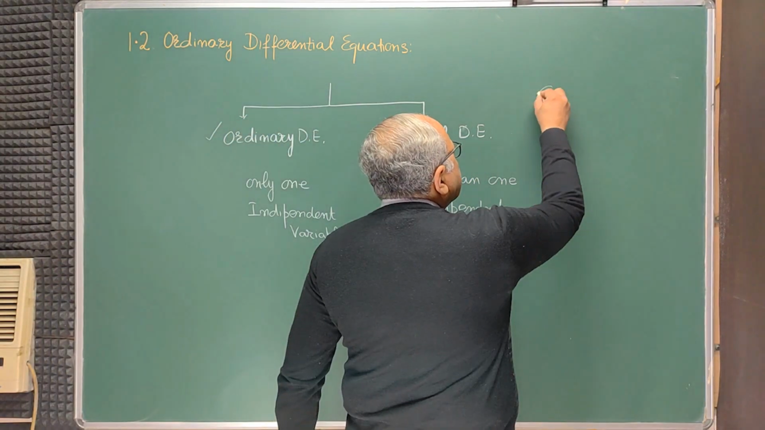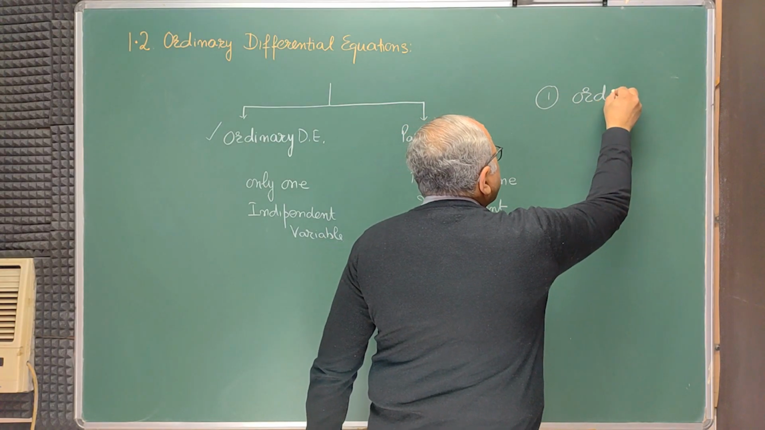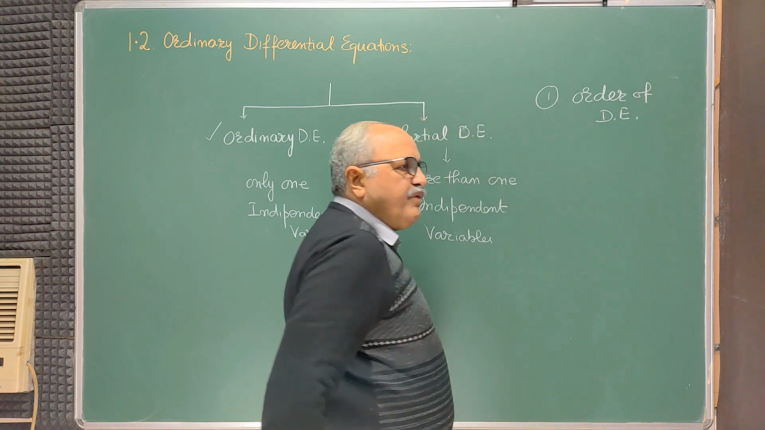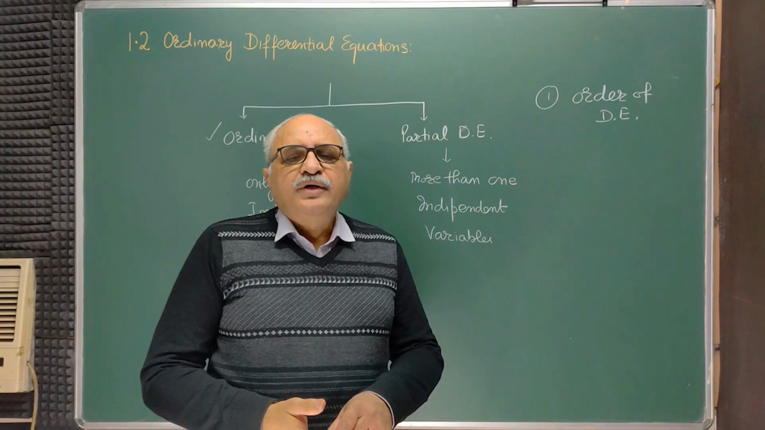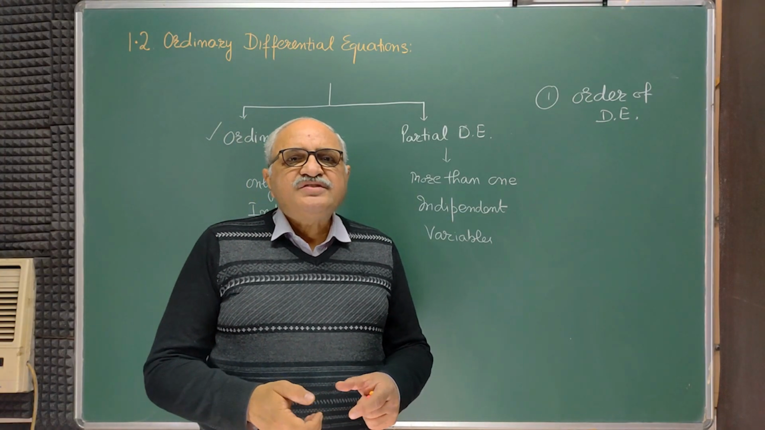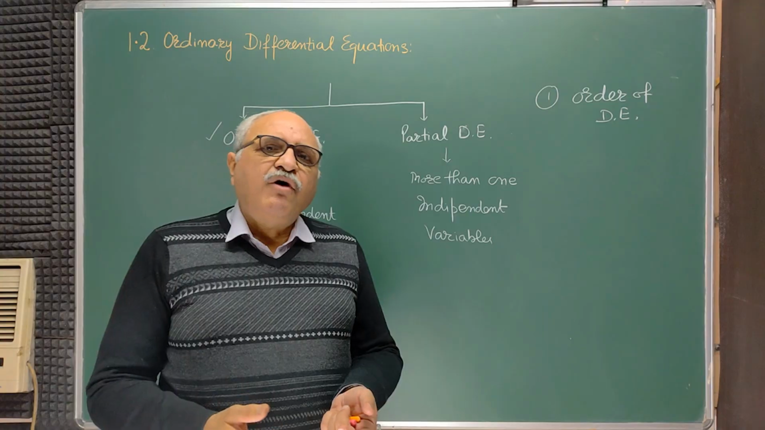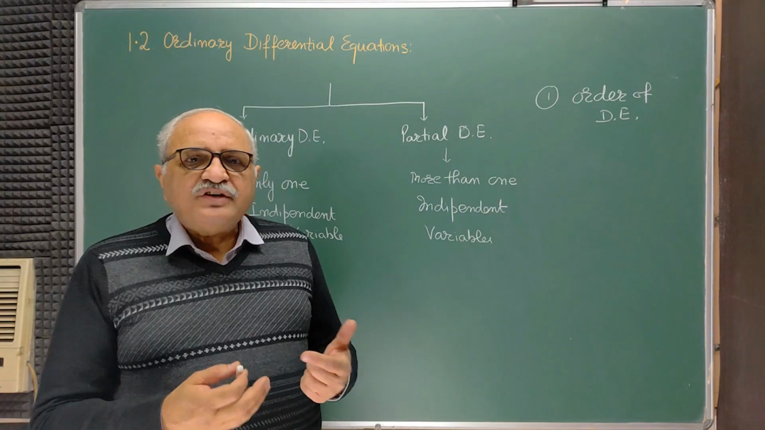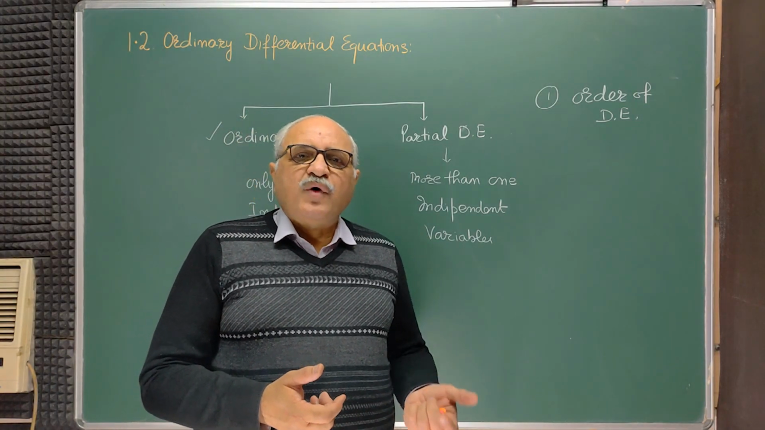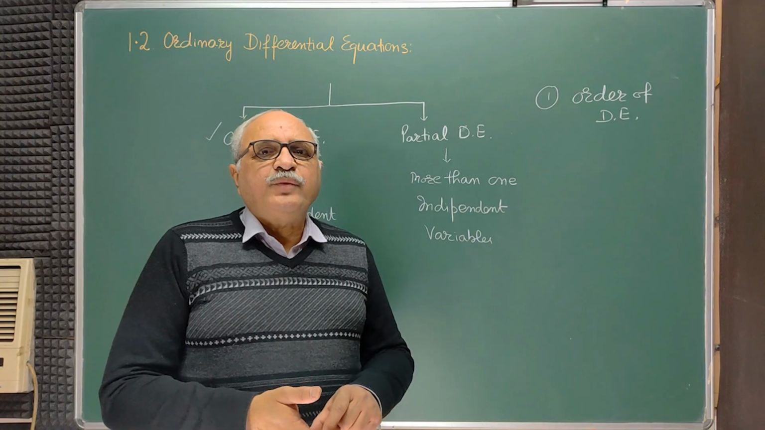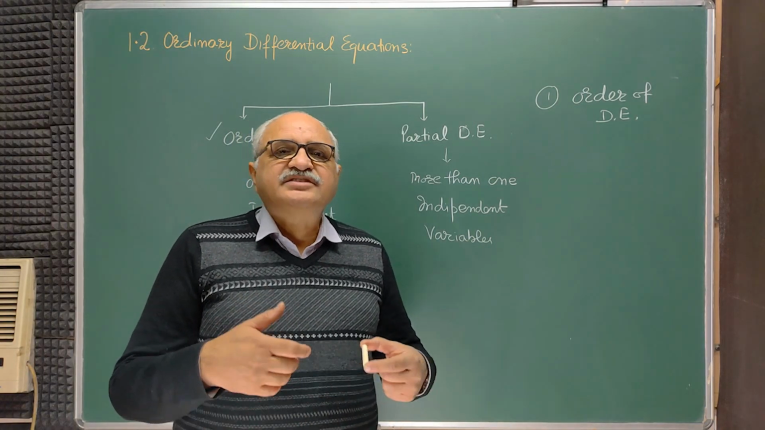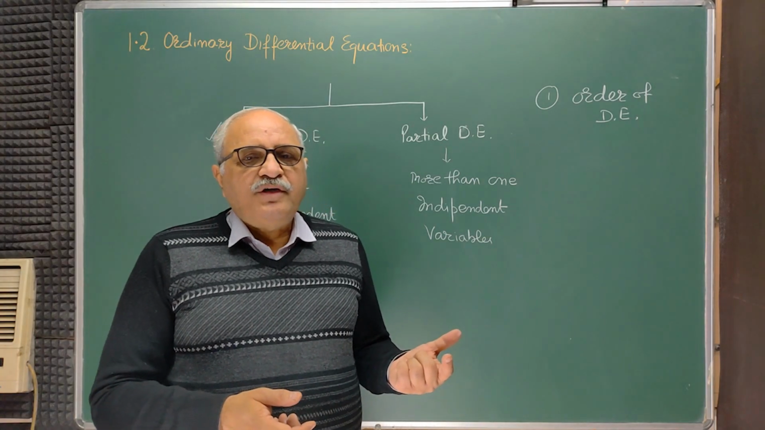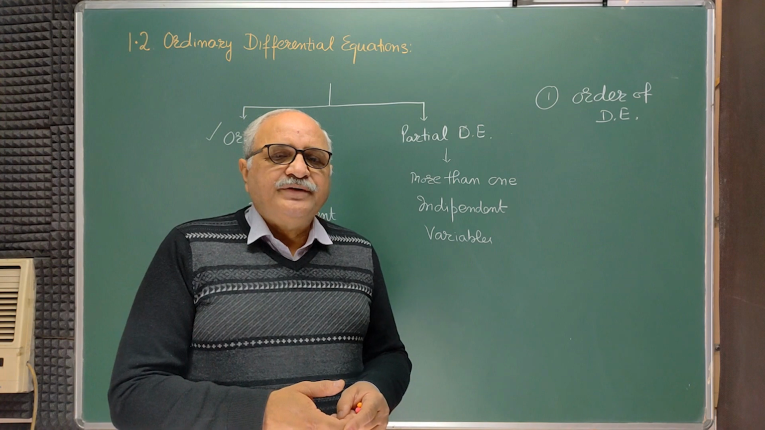One is called the order of differential equation. When I say the order of differential equation, it is the number which is the highest derivative involved in the differential equation. Suppose there is a differential equation which involves only the first derivative, so its order becomes 1. But if you have an equation whose highest order is, say, the second order, then the order becomes 2 if the second order derivative is involved there.